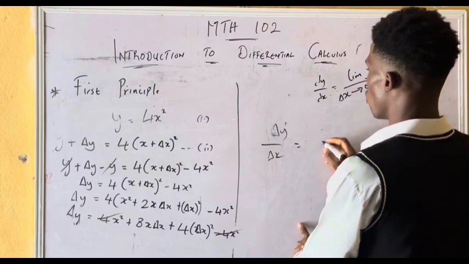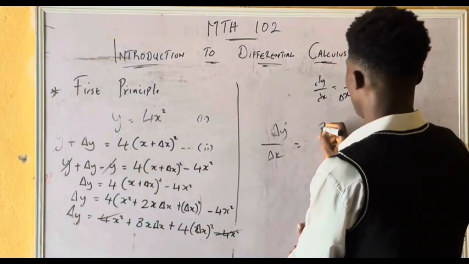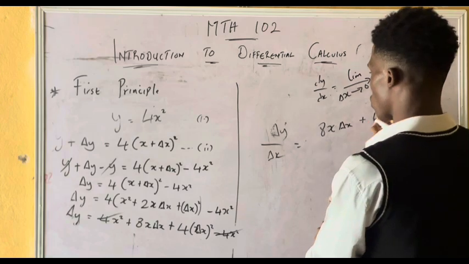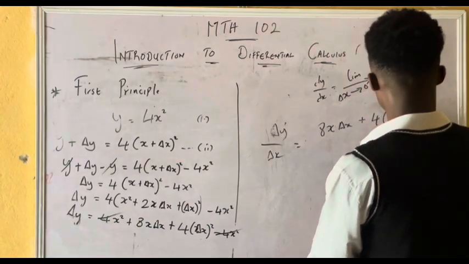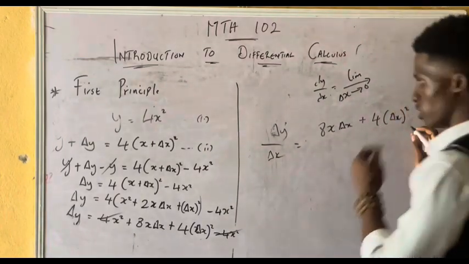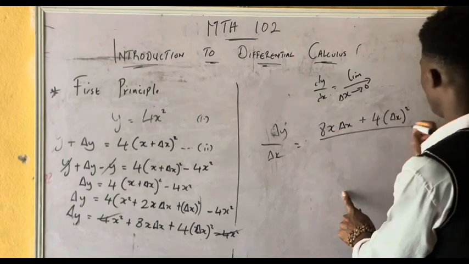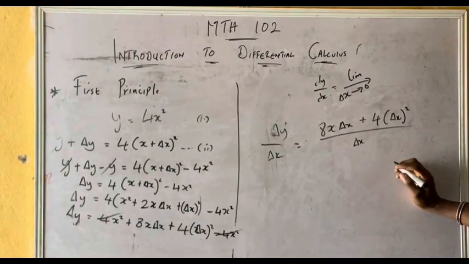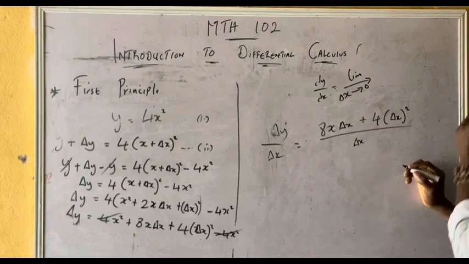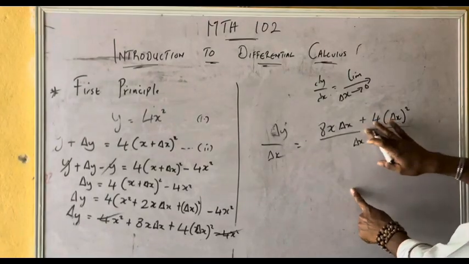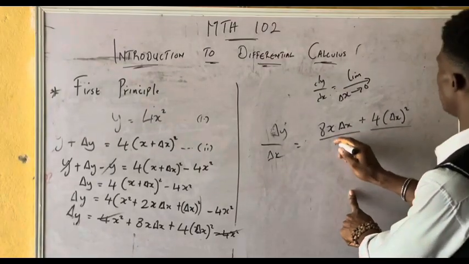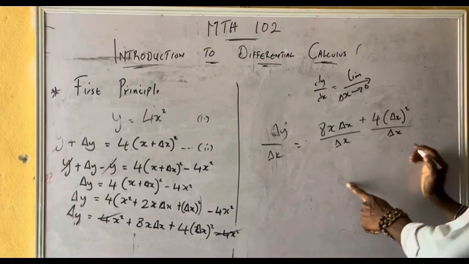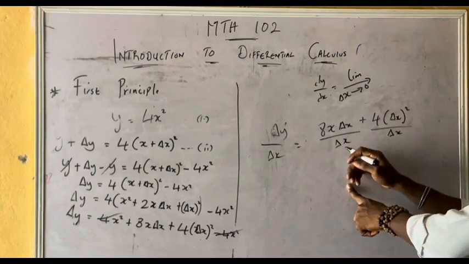Is equal to, what do we have left? 8x change in x plus 4 change in x all squared. This is the only thing we have left, divided by change in x. Okay? Now, this can also be written as, here will be change in x, here will be change in x, the same thing.